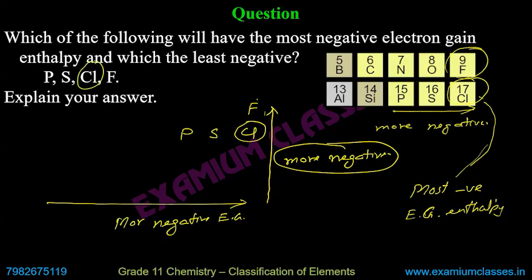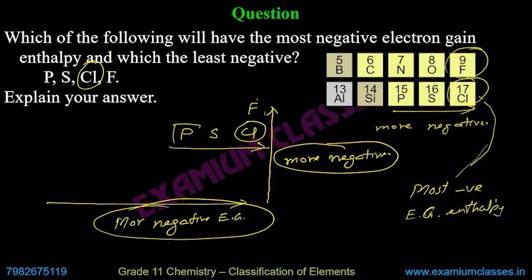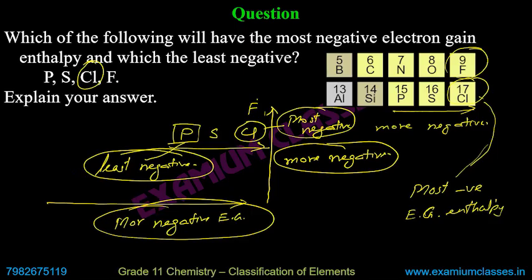So the answer is chlorine. Now this rule is straightforward. More negative electron gain enthalpy towards the right side, it means phosphorus is towards the left, so least negative. Chlorine will have the most negative. Let me know if there is any confusion.